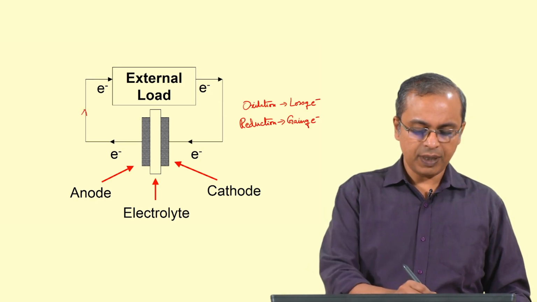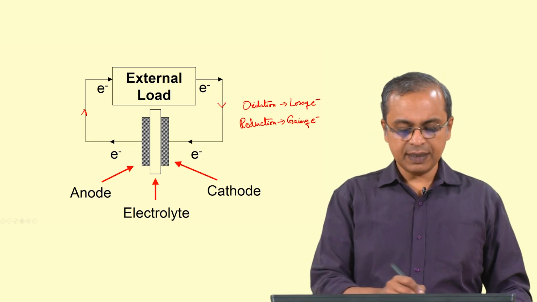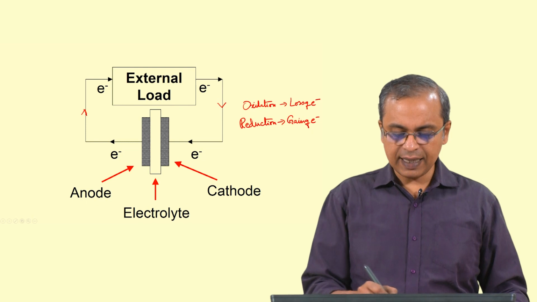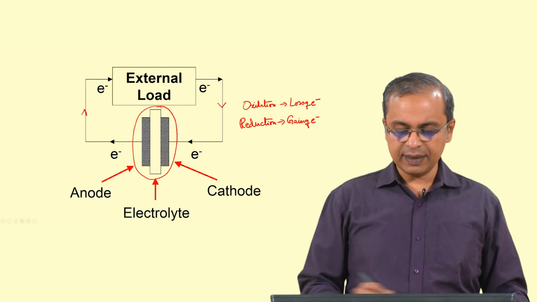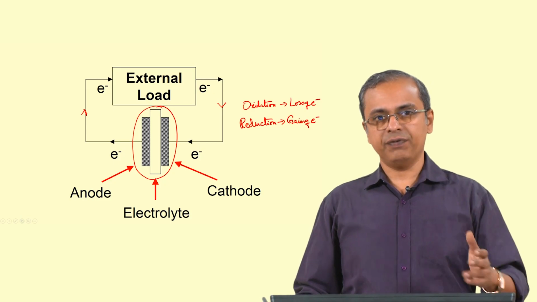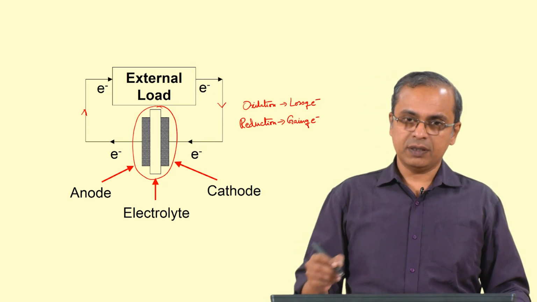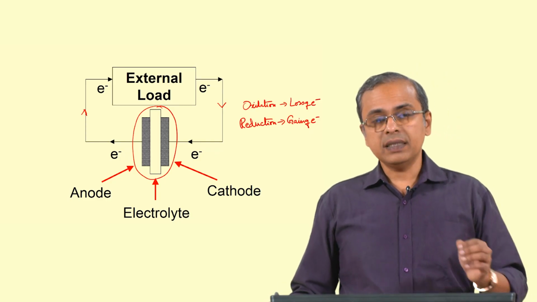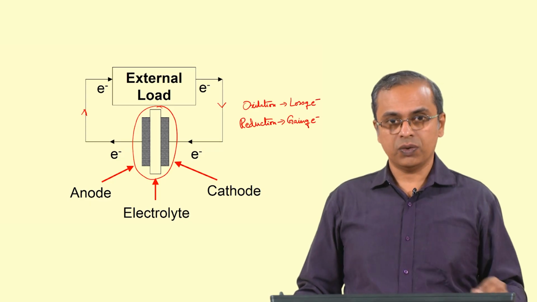So, in this path you have a flow of electrons, and in this path also you have a flow of electrons. In other words, in this entire circuit, anything other than the central part, which is the fuel cell, is referred to as the external circuit, and in the external circuit the electron is travelling. So, there is a path for electronic conductivity in the external circuit.